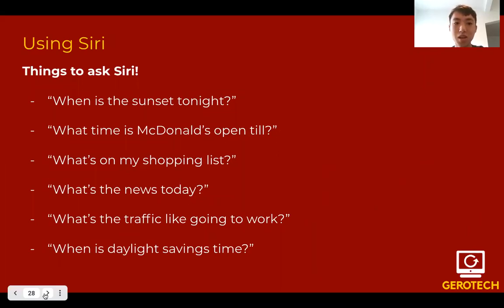When's the sunset? What time is something closed or open till? What's on my shopping list, if you made a list in notes or something? What's the news today? What's traffic like going to work? When is daylight savings time? So these are things that you want to be able to access quickly, right? It's not information that you want to go digging for. And so if you have Siri activated, then this is an easy way to get access to all this information without having to look things up on your own.